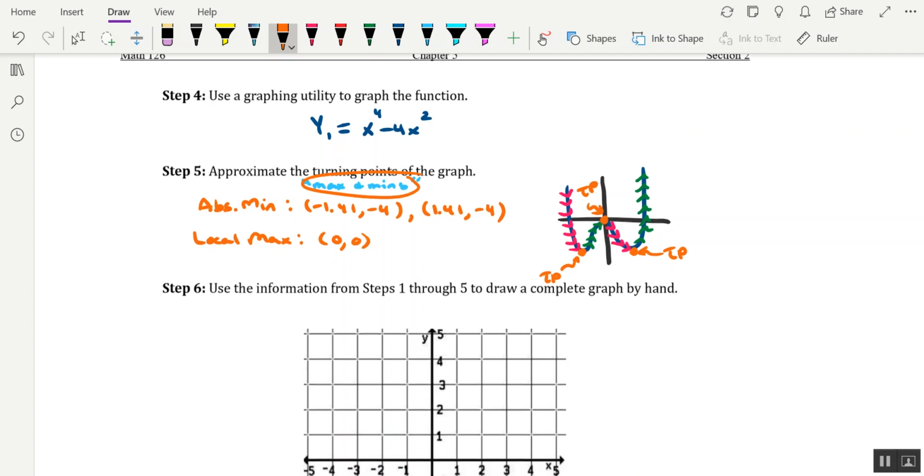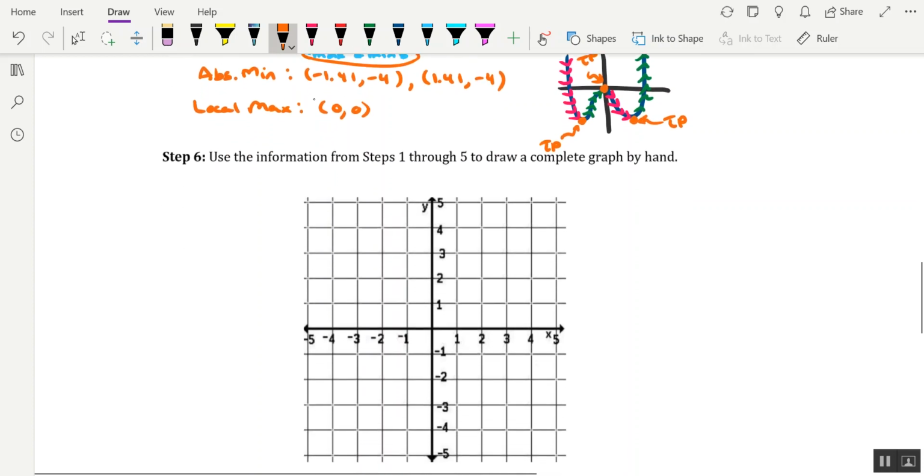So with all this in mind, let's go ahead and translate this information into the coordinate plane. We had x-intercepts at -2, 0, and +2. And we also have turning points at those that we just found in step 5.